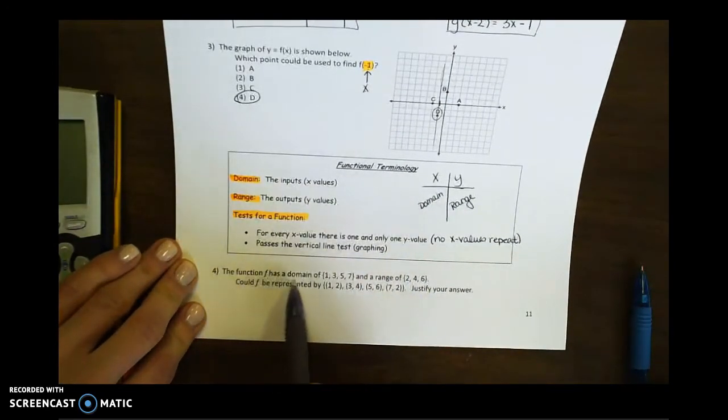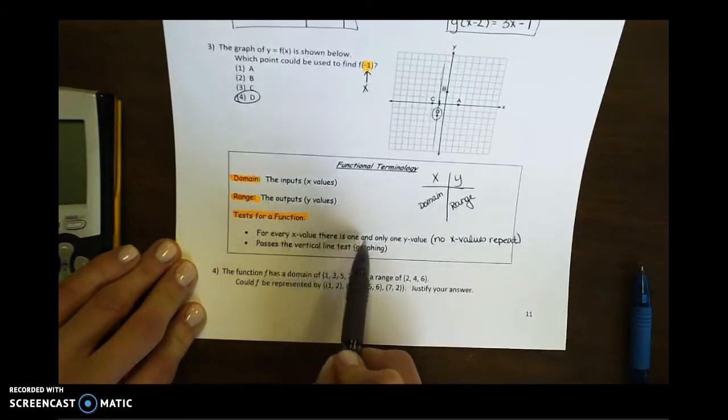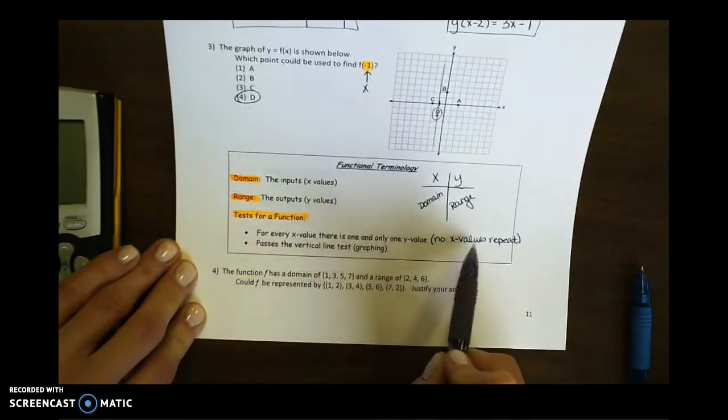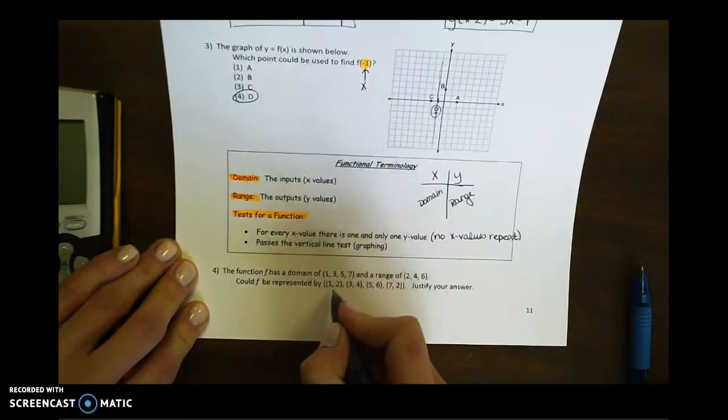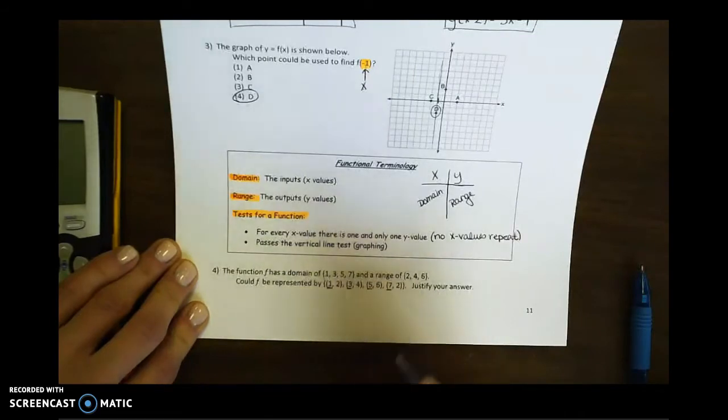The function f has domain 1, 3, 5, 7 and a range of 2, 4, 6. Could f be represented by (1, 2), (3, 4), (5, 6), (7, 2)? Justify your answer. Well, let's double check. So if we take a look up here, tests for functions, for every x value, there is one and only one y value. So no x values repeat. Let's take a look. Look at your x's. We have 1, 3, 5, 7. Did any of our x values repeat? Nope. So that means it's good.